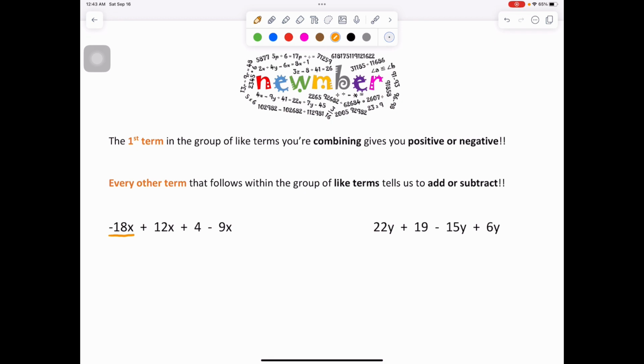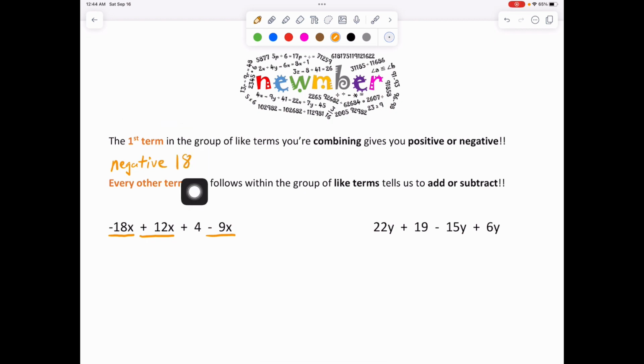Okay, what can we combine that negative 18x with? Yes, we can combine it with the positive 12x and a negative 9x. Now if the first term in the group of like terms you're combining gives you positive or negative, when we put this into our calculator, I just want you to type negative 18. And I am going to actually write that out because I do know that our negative and our subtraction look alike, as do our positive and our addition. So I was going to put negative 18.